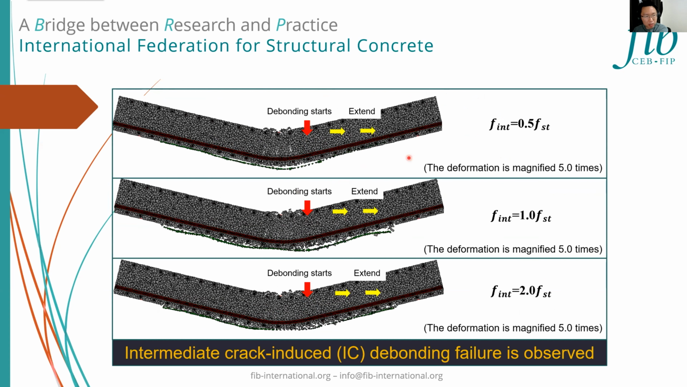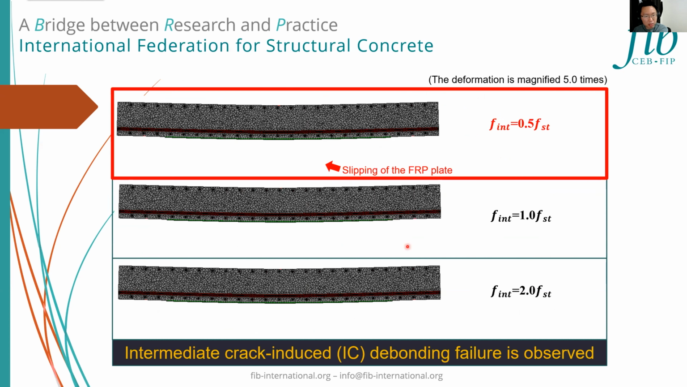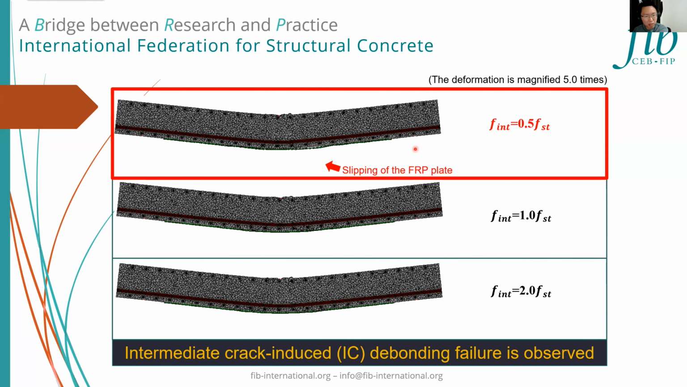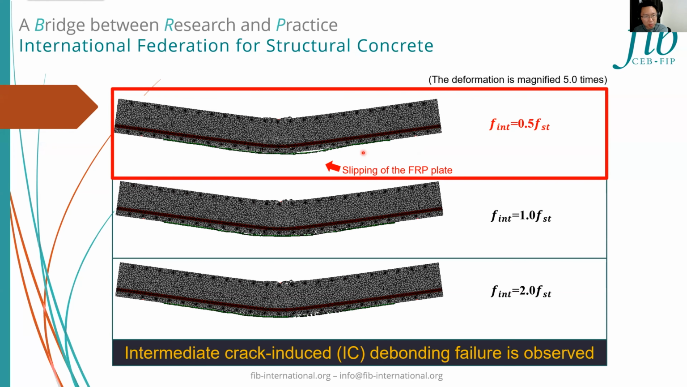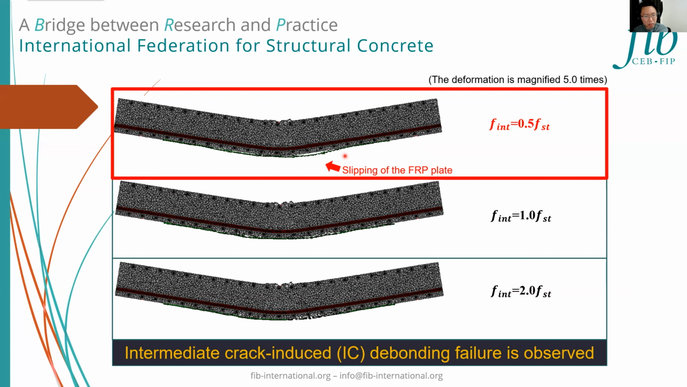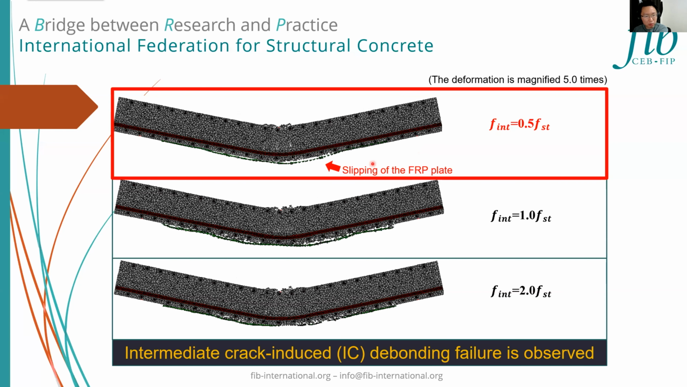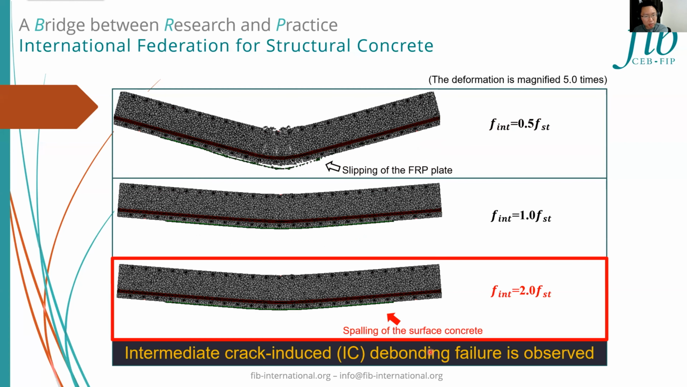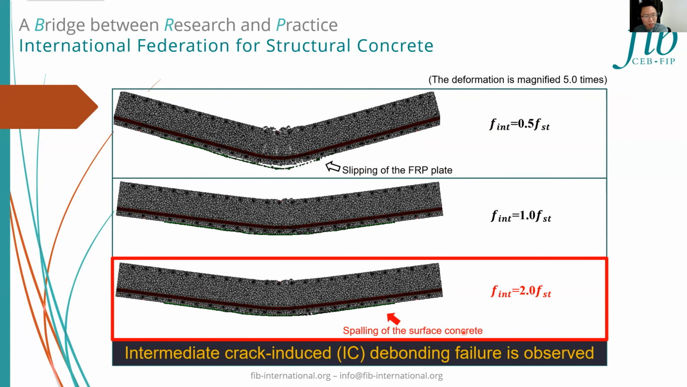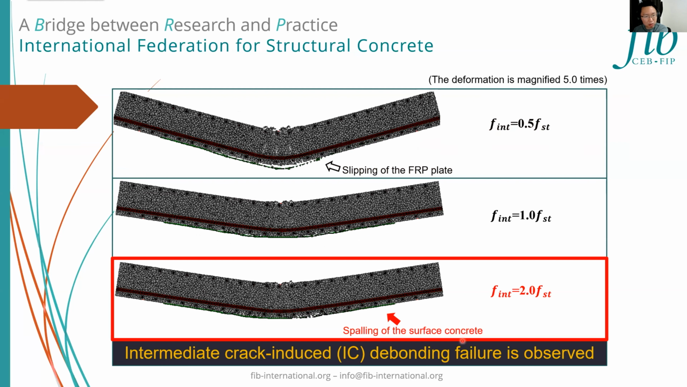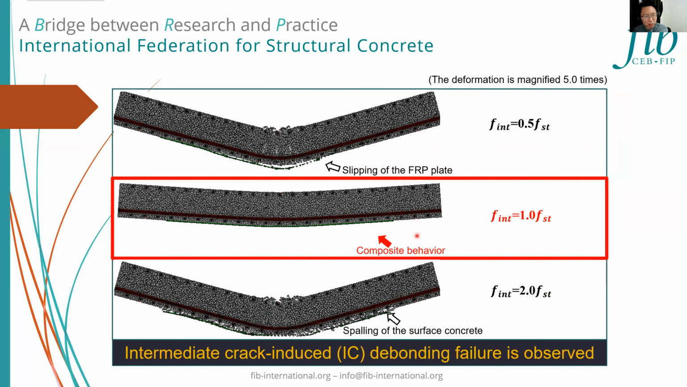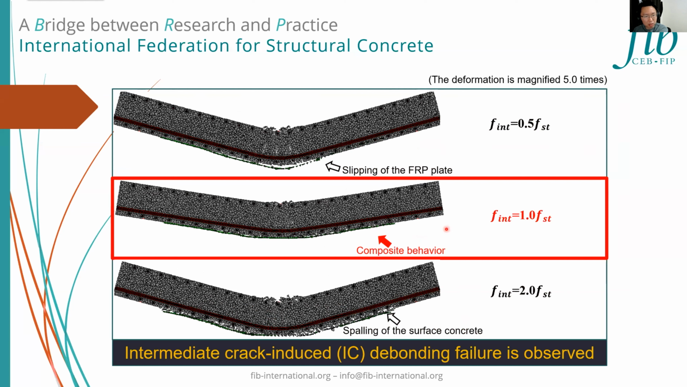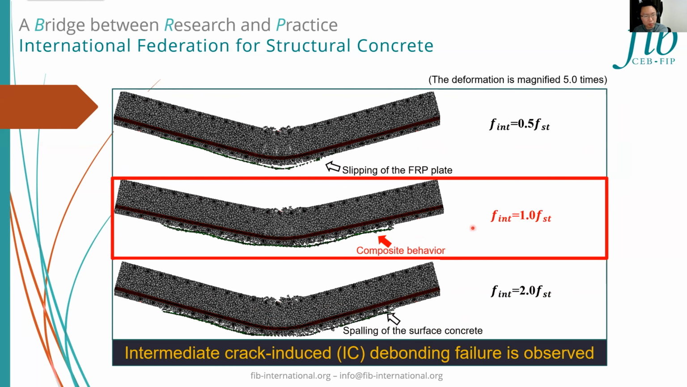And when F interface equal to 0.5 times FST, debonding occurs at the interface between FRP and concrete elements. FRP plate slips with the surface concrete barely detaching. When F interface equal to 2 times FST, mainly the surface concrete elements and the FRP are spalled together. And F interface equal to FST is in between, with both interfacial debonding and the surface concrete spalling occurring.